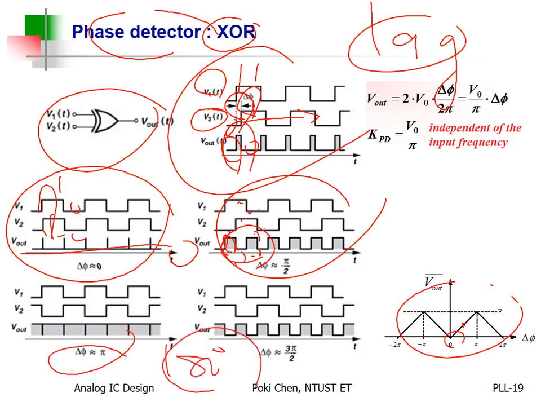180 degrees in difference. So I'm one, you are zero. I'm zero, you are one. Also, output is here. Got it? So we get this one. So what is the linear range? Pi.